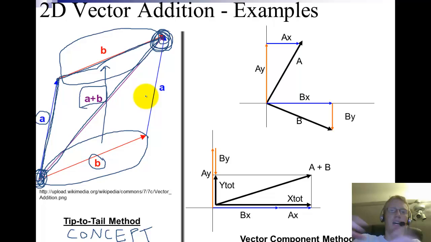But if you want to actually mathematically calculate the direction or the length of the resultant vector, which is the sum of the two vectors, you're going to need to be more mathematical about it. And that's where those vector components come in.